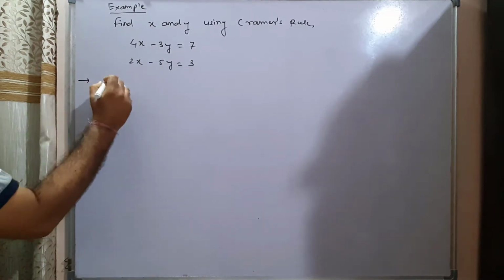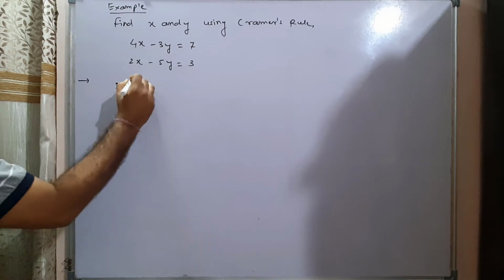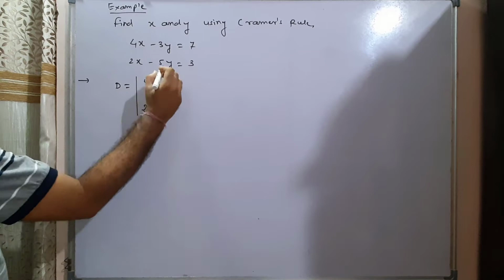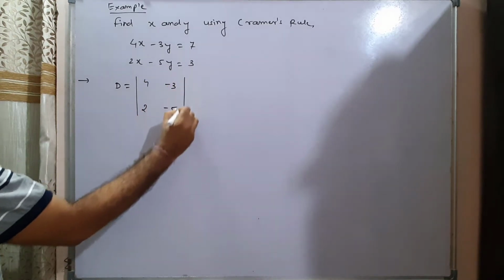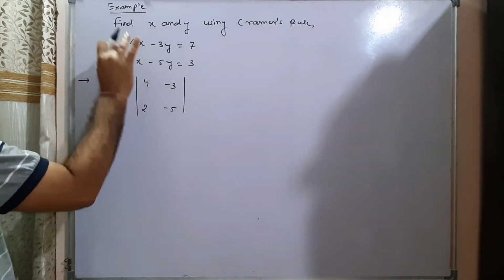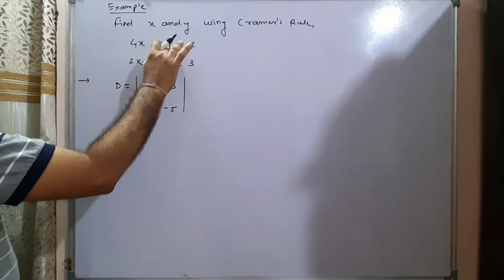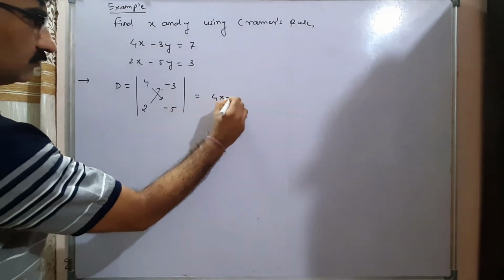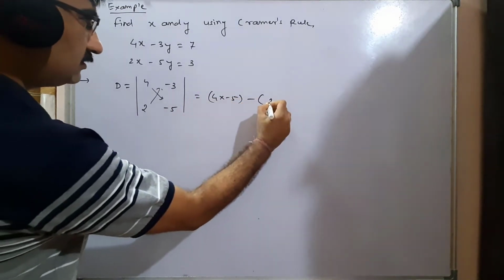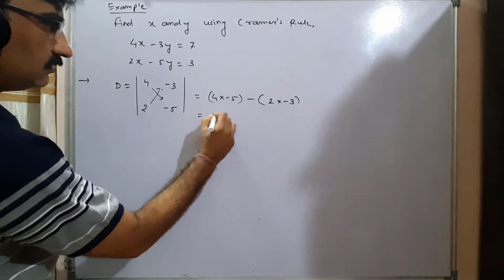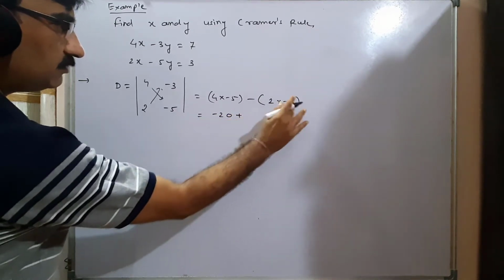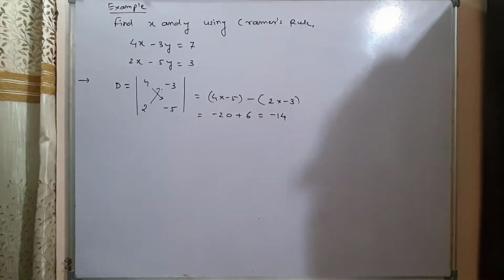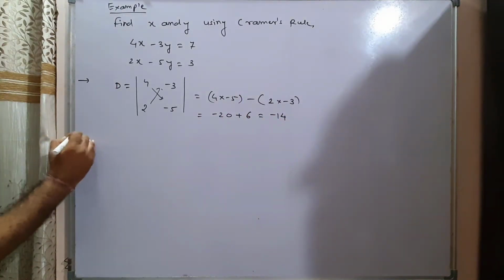Now you tell me one by one, what is d? D is nothing but the determinant of the coefficients of x and y. So the coefficients of x are 4 and 2. The coefficients of y are minus 3, minus 5. Now take cross multiplication. 4 into minus 5 minus 2 into minus 3. Minus 20 minus minus, plus 6. What do we get? Minus 14.